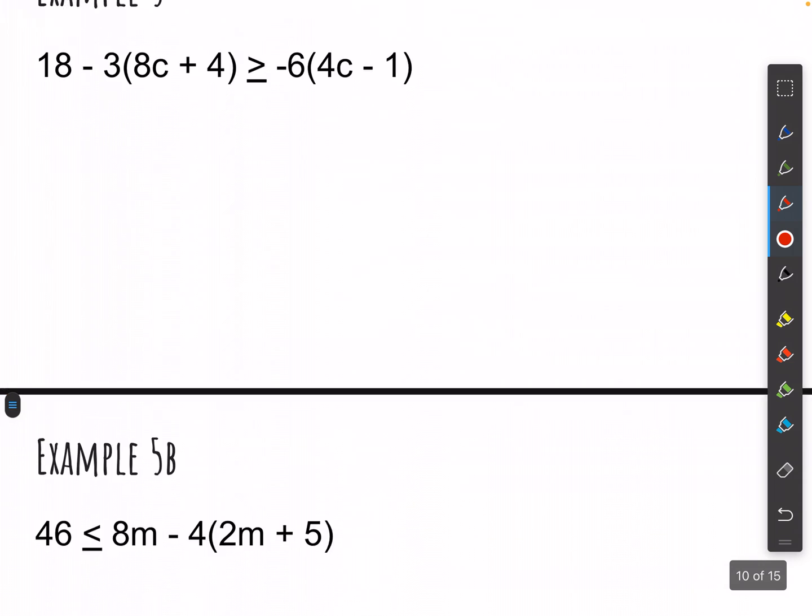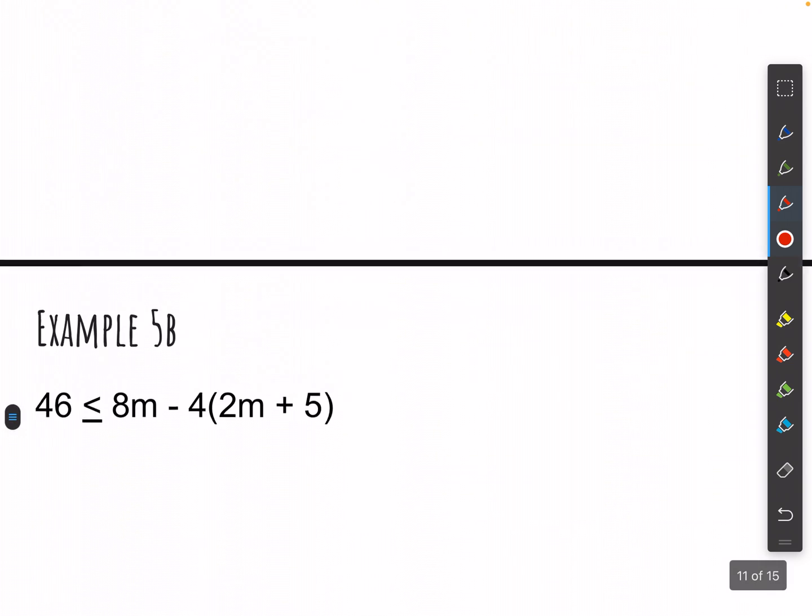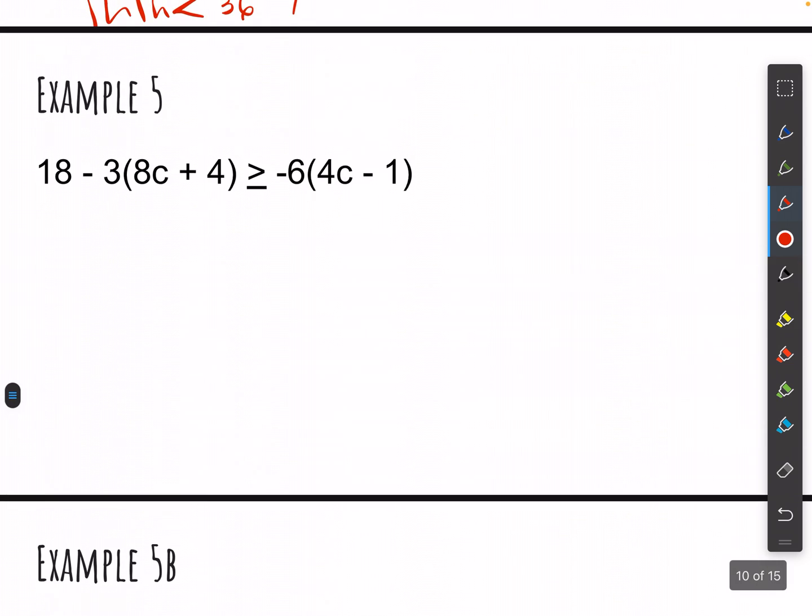All right, let's look at a couple more. For example 5, what's different here? Well, not too much. They just added something to the distributive property here. So we have an 18 out front. Then we are going to distribute this negative 3 out. Okay, so that's kind of a new piece.